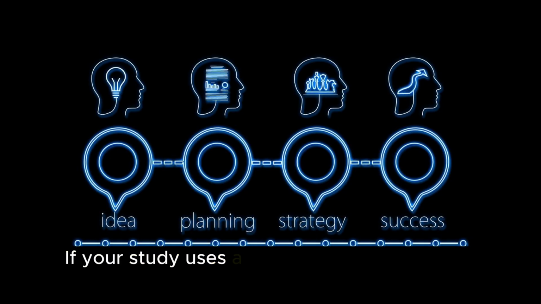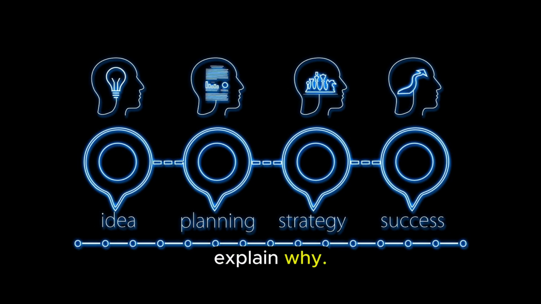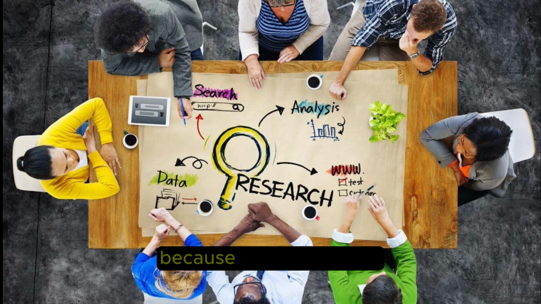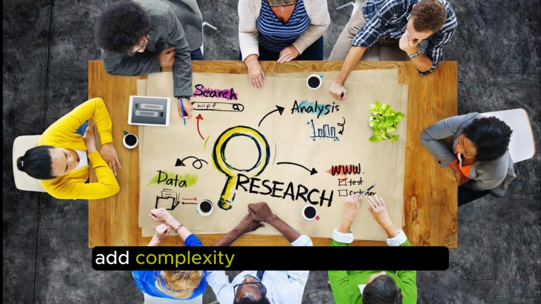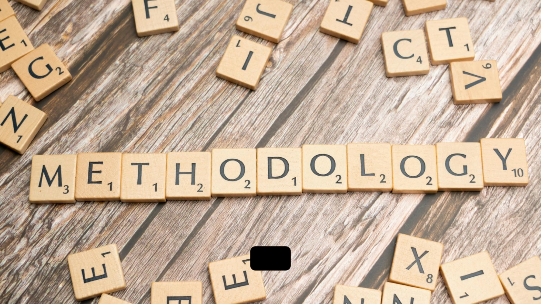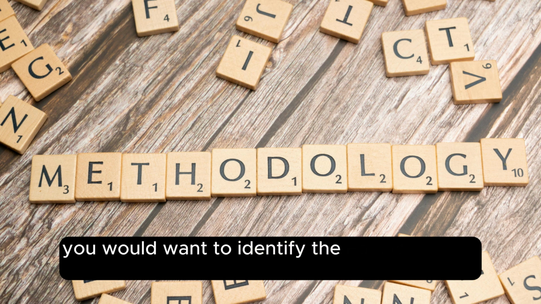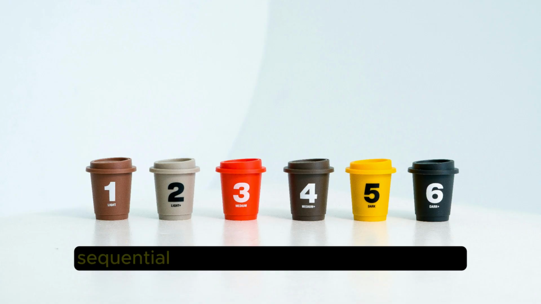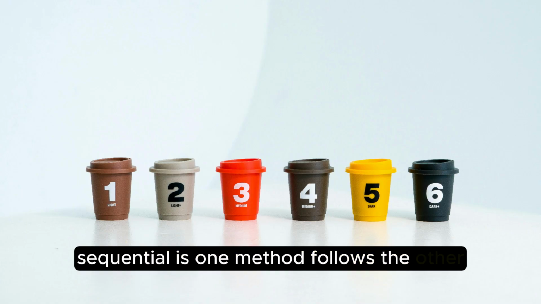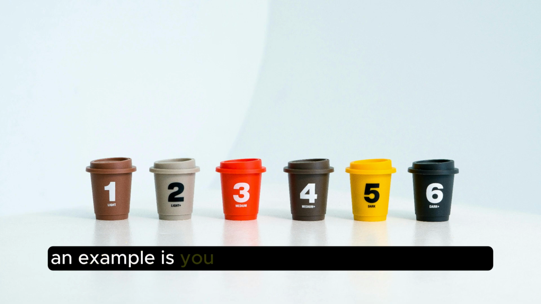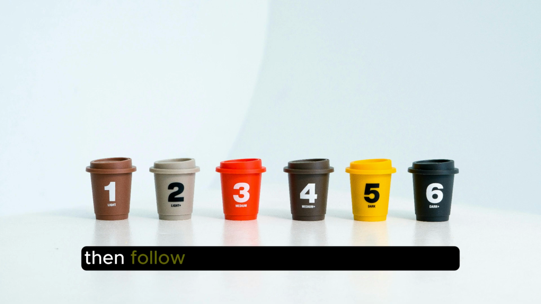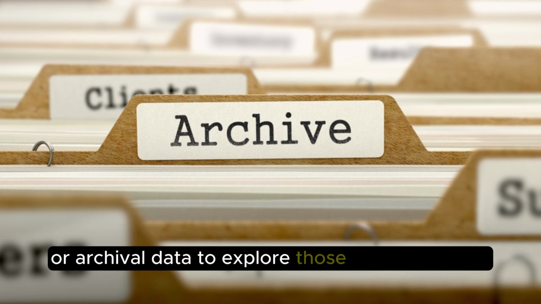If your study uses a mixed method approach, explain why you are combining quantitative and qualitative methods. Now, this is crucial because mixed methods add complexity and should be justified. First, you would want to identify the specific design type. Number 1, sequential. Sequential is one method follows the other. An example is you conduct a quantitative survey first to identify trends, then follow up with qualitative interviews or archival data to explore those trends in depth.